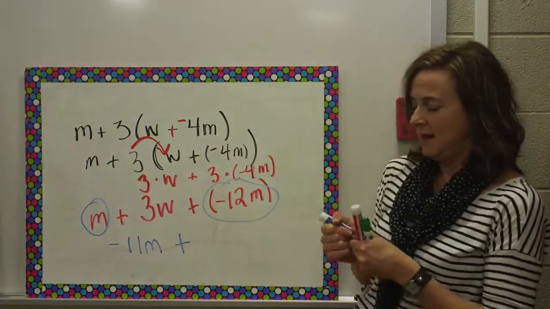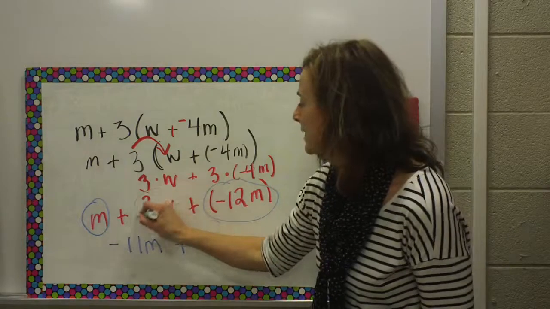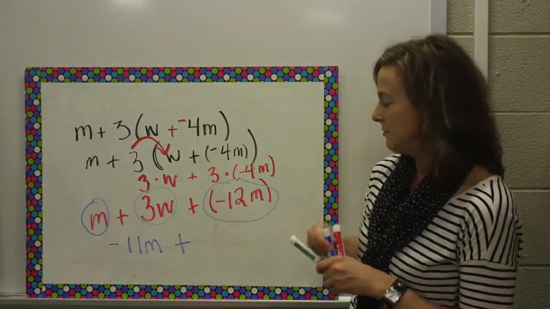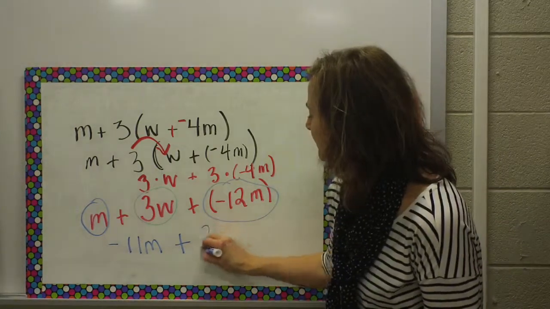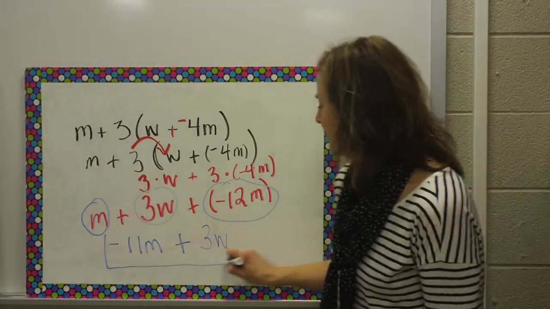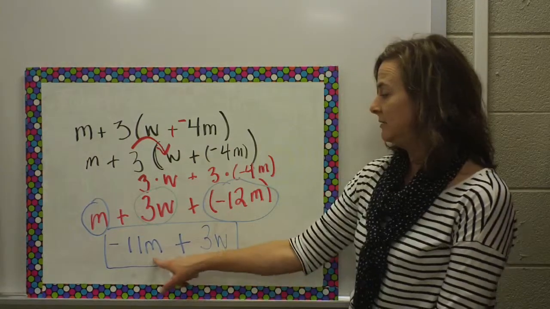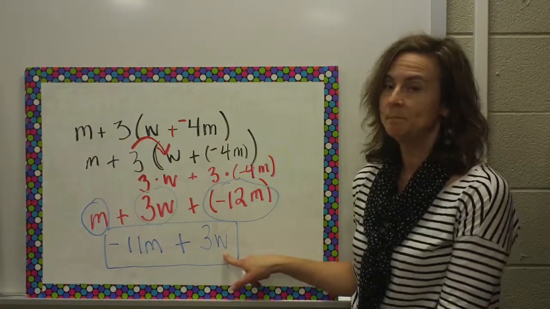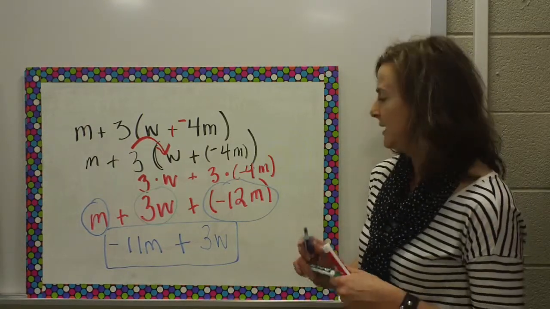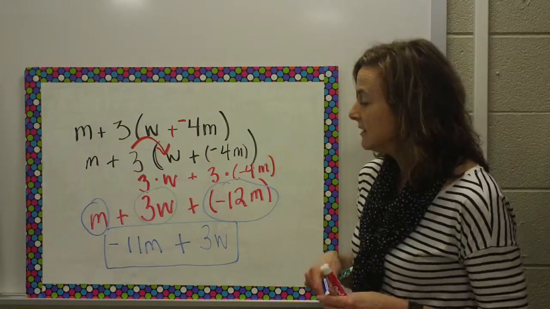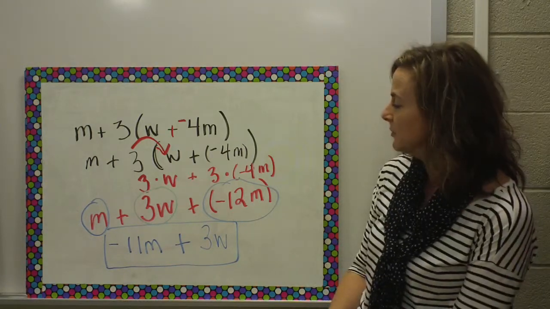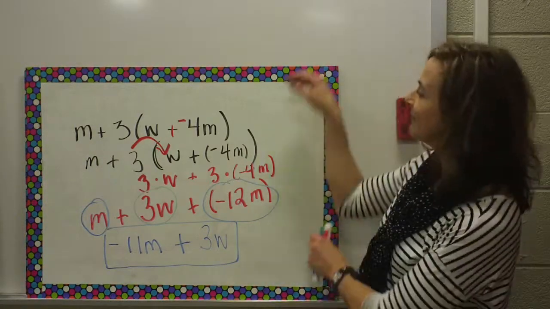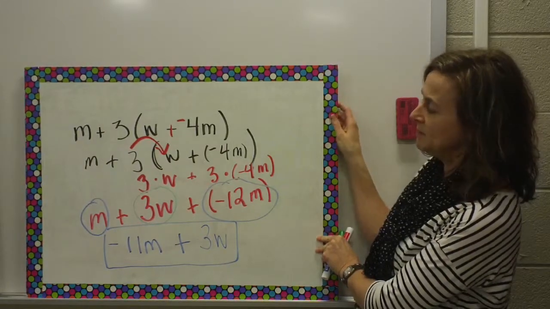And I have 3 w's here. There's nothing to combine with those, so I'm going to bring that down. That's going to be my final answer because I cannot combine different variables. I can't add m's to w's. So my final expression simplified is going to be a negative 11m plus 3w. Notice I didn't need to use step 5 because all of my parentheses are gone. Let's take a look at the next problem.